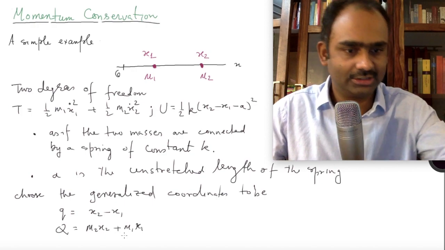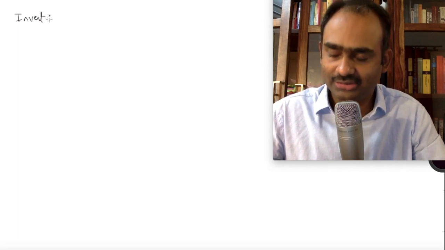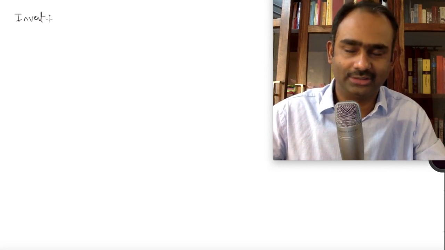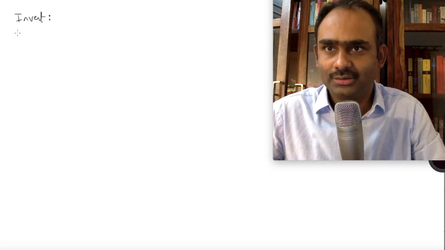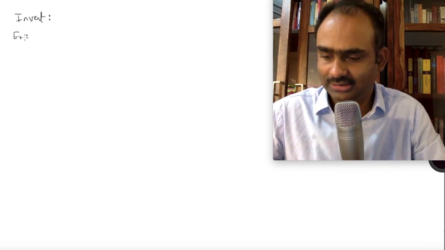Okay, maybe I should go to the next page. So take those coordinates and invert them now. So you determine x1 and x2 in terms of small q and capital Q. That's what you have to do. And you should do the following exercise and check that indeed you get this result.